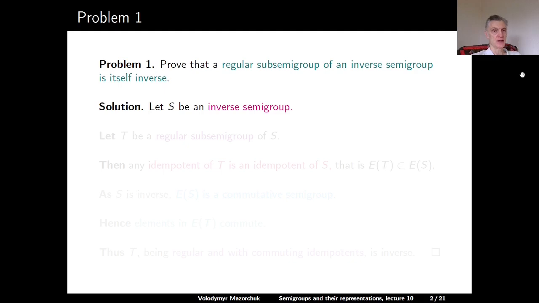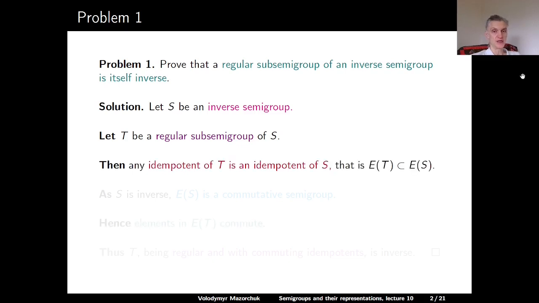Solution. Let S be an inverse semigroup, and let T be a regular subsemigroup of S. Then every idempotent of T is of course an idempotent of S. That is, the set of all idempotents of T is a subset of the set of all idempotents of S.